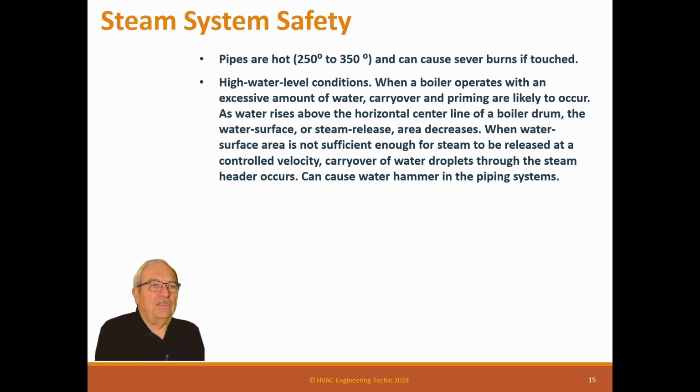High water level conditions, when a boiler operates with an excessive amount of water, carryover and priming are likely to occur. As water rises above the horizontal center line of the boiler drum, the water surface or steam release surface area decreases. When water surface area is not sufficient enough for the steam to be released at a controlled velocity, carryover of water droplets through the steam header occurs, which can cause water hammer in the piping system.